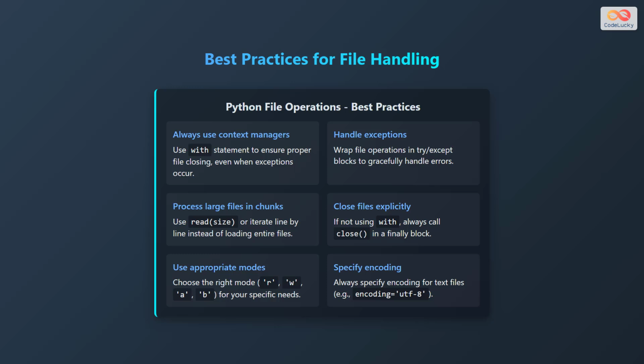Finally, let's go over some best practices for file handling in Python. Always use context managers with the with statement to ensure proper file closing. Handle exceptions using try-except blocks to gracefully handle errors. When processing large files, read them in chunks to avoid loading the entire file into memory. If not using with, always call the close method in a finally block. Use appropriate modes like r, w, a, and b for your specific needs, and always specify encoding for text files, such as UTF-8.